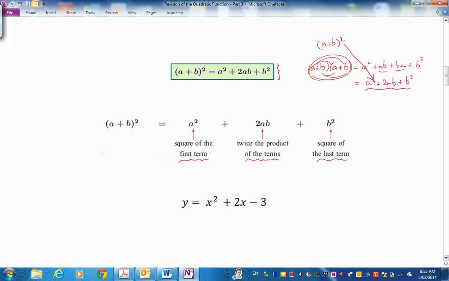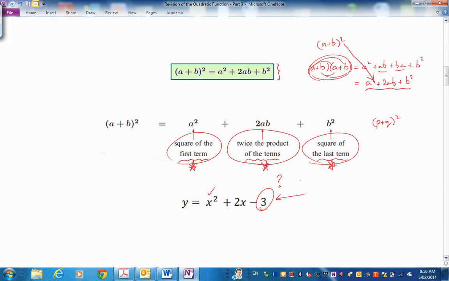So, how do you remember it? Well, I like this word form. It's a generic formula, isn't it? It doesn't just work for A and B. You could make it work for P plus Q all squared, and so on. So, how do you use it? Think of it as square of the first term, twice the product of the terms, square of the last term. Let's have a look at this one here that we mentioned above, x squared plus 2x take 3. Well, that's a square. That's not. So what should that be? That's what we're after now.